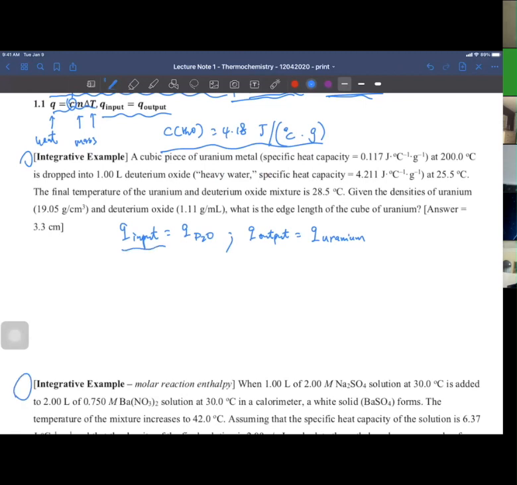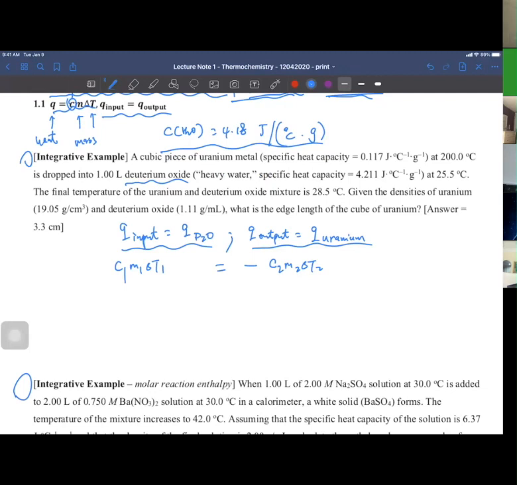So the Q input here is the cold substance, which is the deuterium oxide, the heavy water. And the Q output is the heat released by the hot substance, which is the uranium metal, right? So for both of these two Q, we can apply the C m delta T. So now I say this is C1 M1 delta T1. This is C2 M2 delta T2. So these two should be equal to each other, just with a sign difference, right? Or you can say the sum of these two Q will equal 0. Make sense to you?